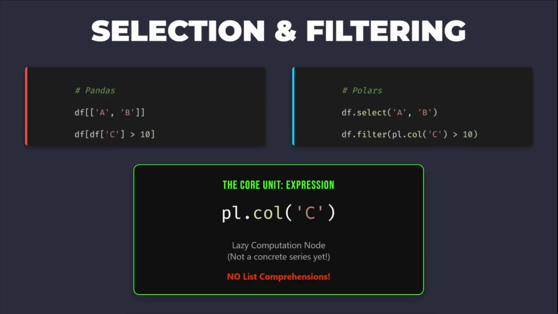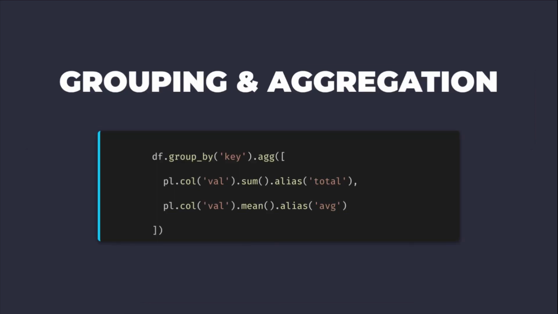Notice the mandatory use of pl.col. This function creates an expression object, which is the core unit of computation in Polars' lazy engine. Expressions are chained together within the select, filter, or with_columns methods. Avoid using standard Python list comprehensions inside Polars methods, as this forces eager evaluation and defeats the purpose of the query optimizer. Grouping syntax requires careful translation.